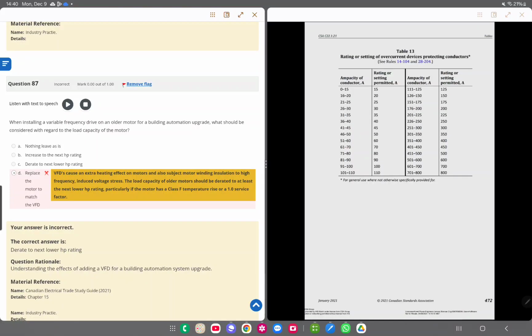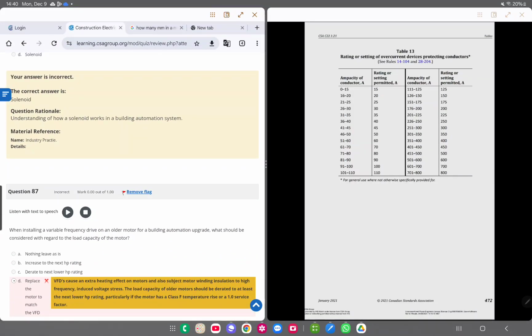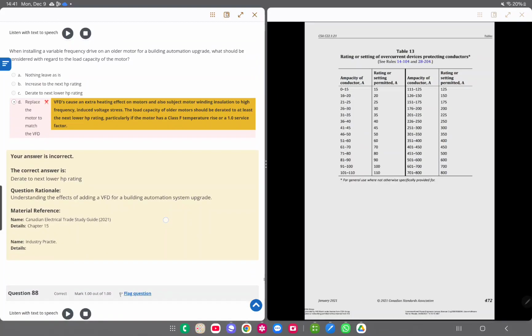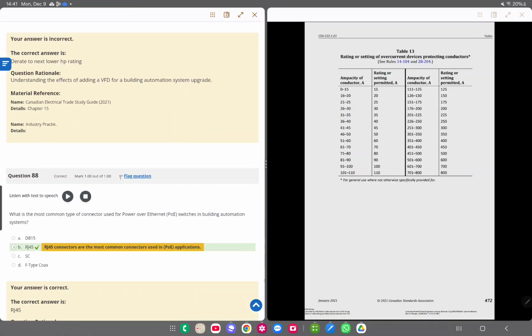When installing a variable frequency drive on an older motor for a building automation upgrade, what should be considered with regard to the load capacity of the motor? The correct answer is to derate to the next lower horsepower rating.